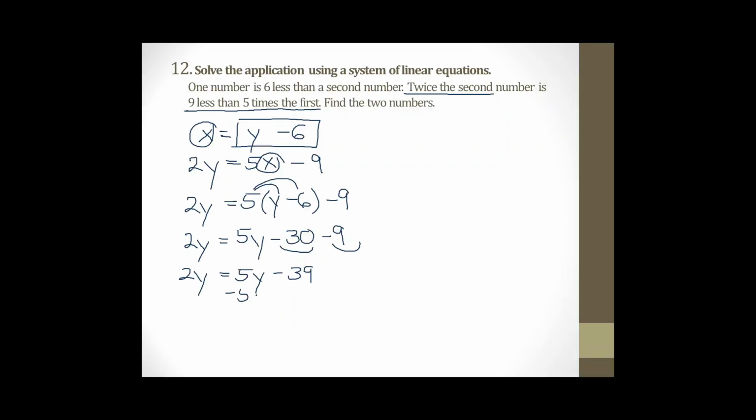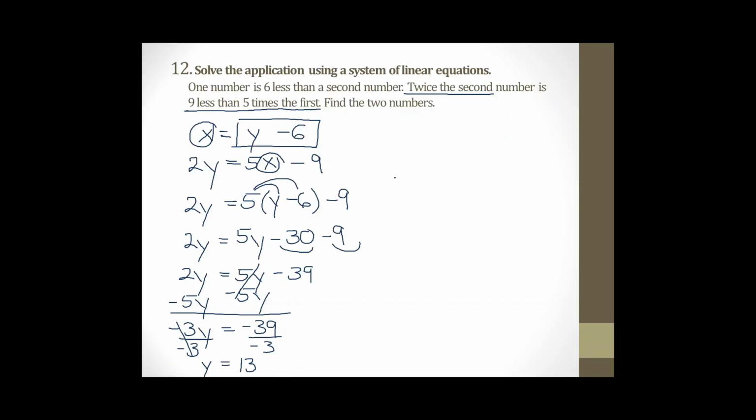Subtracting 5y from both sides to get y all alone cancels out. On this side I now have negative 3y is equal to negative 39, and then dividing by negative 3, which is positive 13, because negative divided by a negative is a positive 13. Okay, so we found the second number.